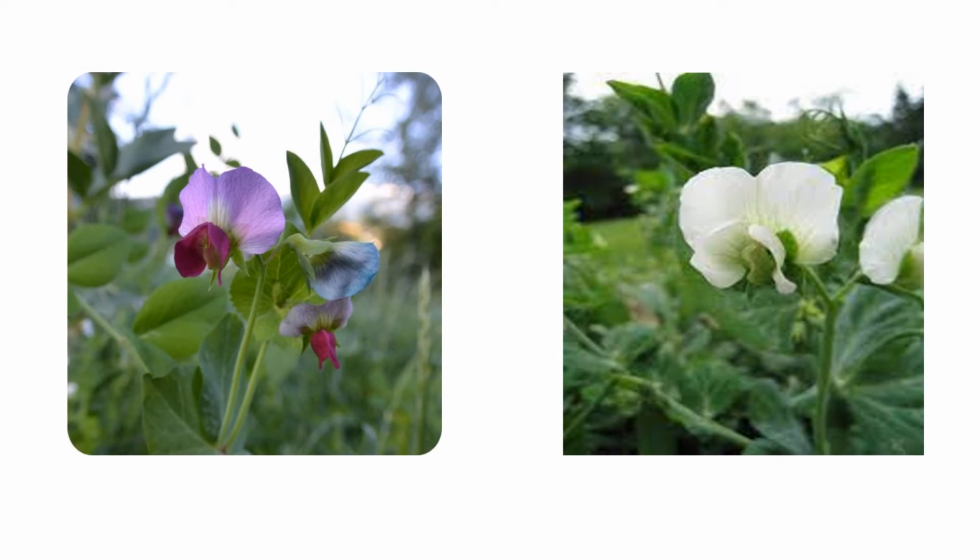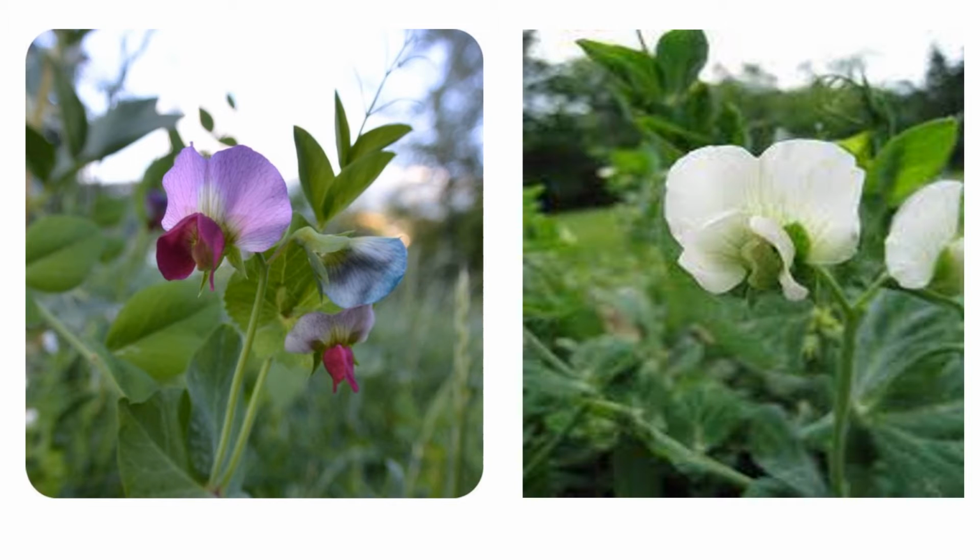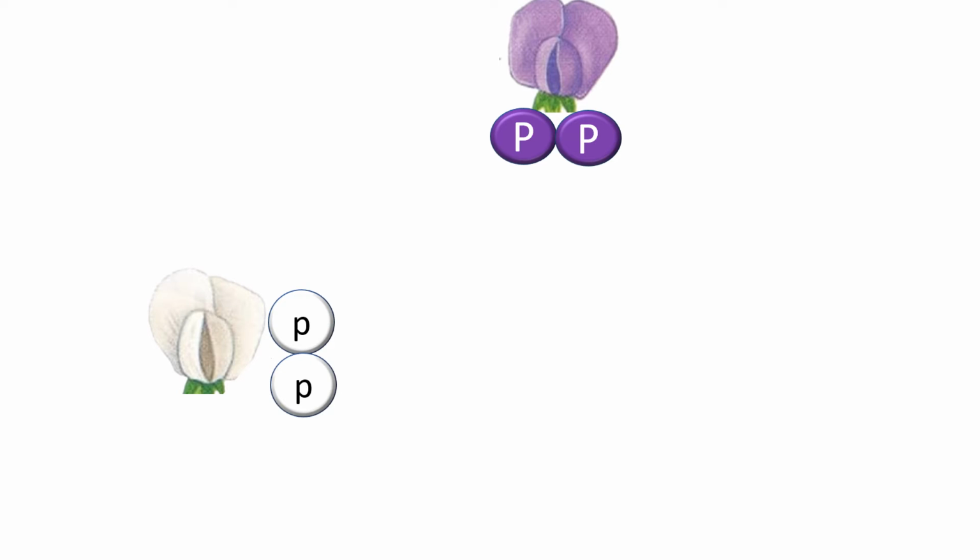He crossed a purple flowered plant and a white flowered plant. In one of his test crosses, purple color of the flower of garden pea is dominant over the white color. All the plants produced purple flowers. This is one of the monohybrid test crosses he did.